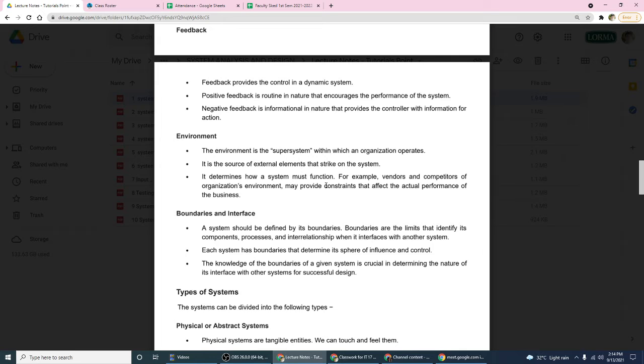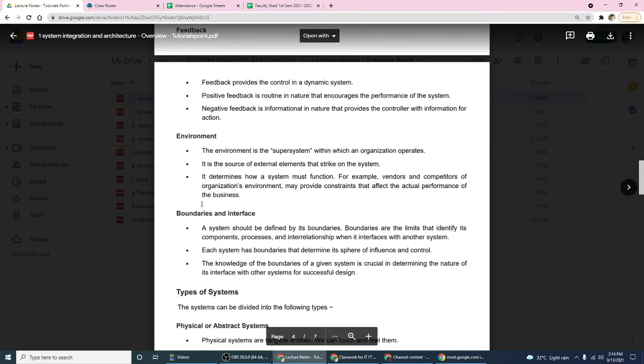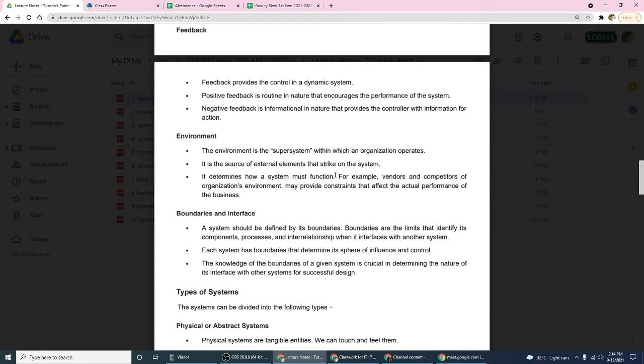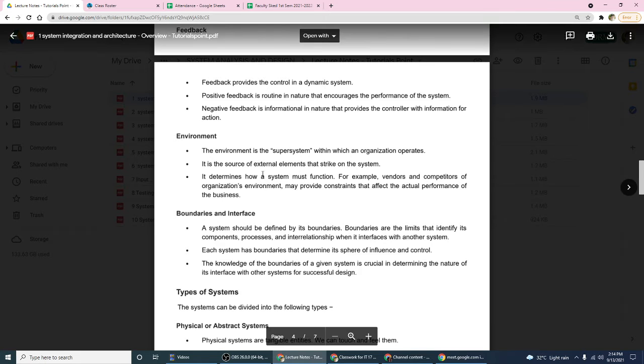For example, vendors and competitors of the organization's environment may provide constraints that affect the actual performance of the business. So the environment includes, for example, the people, the users of the system, the manpower of the system, the budget, competitors, and so on. Those are examples of environment.